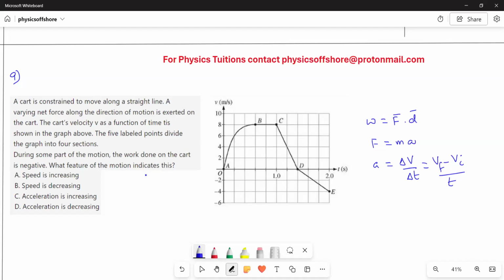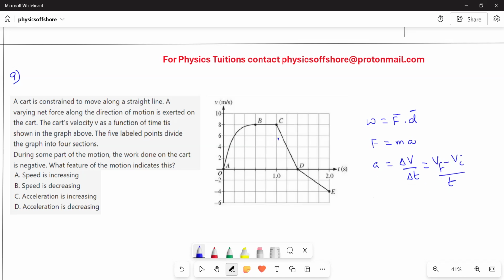Here he is asking us to find out when the work done becomes negative. Work done is equal to force dot displacement. Am I right? So force is equal to ma from Newton's second law, and acceleration is equal to change in velocity over a period of time. So if a becomes negative, then the work done becomes negative. When Vf is less than Vi, then a becomes negative, no?